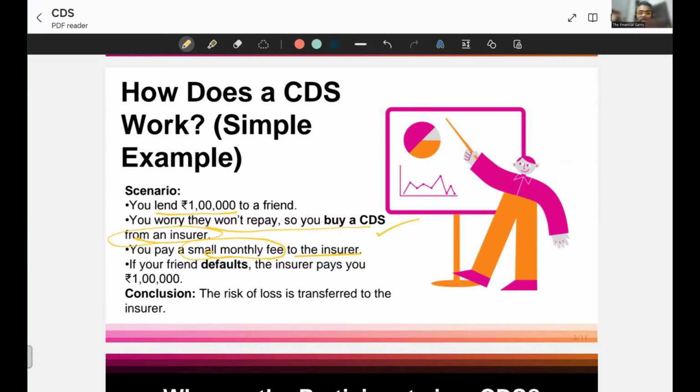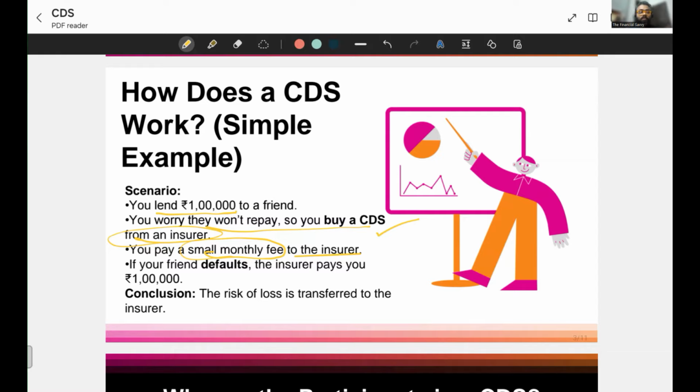To compensate you in the case of default, the bank would charge you a monthly fee for taking that risk. Now two things can happen. Your friend repays the loan, and you only lose the small fee you paid for the protection. You paid for the protection at the initial stage to the bank, so that the bank would cover you in case of default. That's the price you lose if your friend repays the loan.